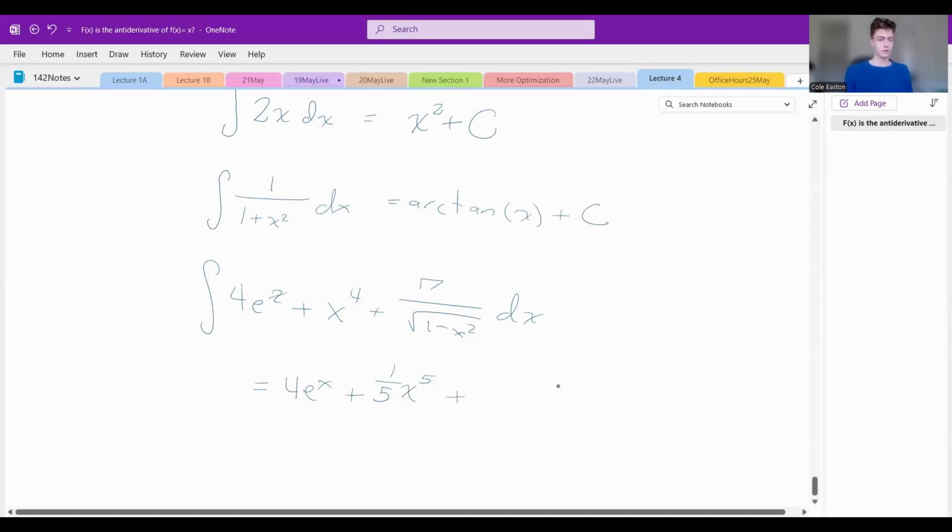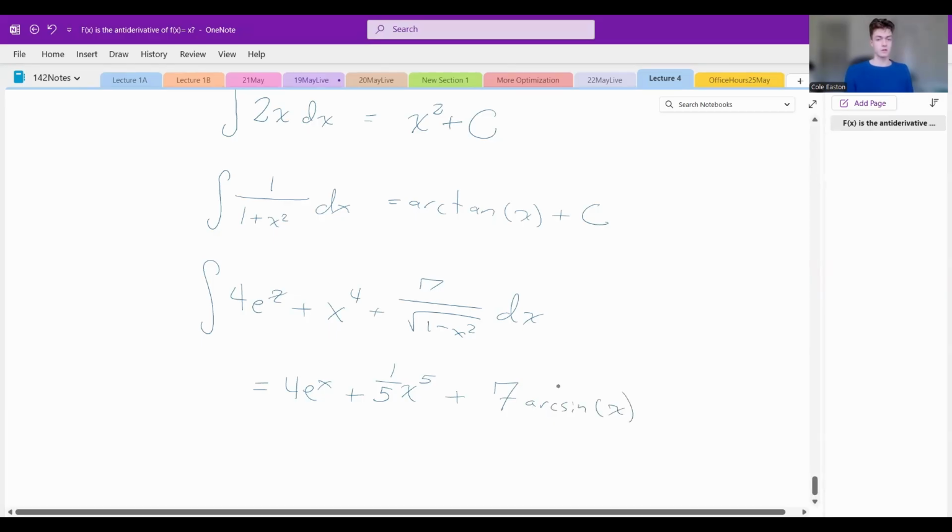And then what about this one? Well, if you ignore the 7, that should look familiar as one of your standard antiderivatives that you should have memorized. So that 7 is just a multiplied constant. We can just pull it out in front. And then we know that 1 over the square root of 1 minus x squared is the derivative of arcsine of x. So the antiderivative of 1 over square root of 1 minus x squared is arcsine of x.